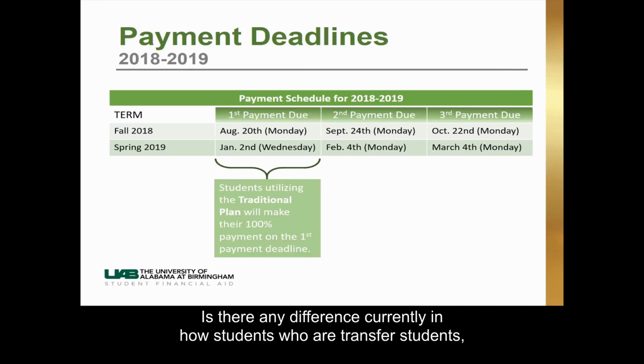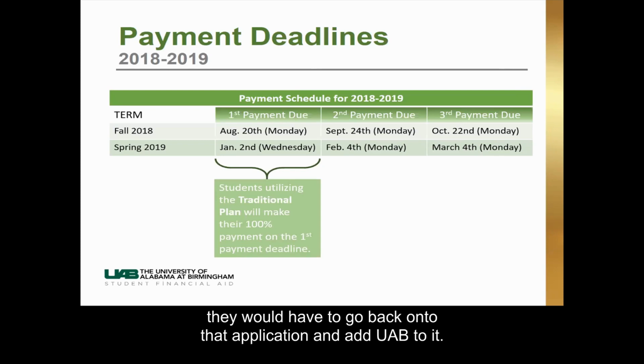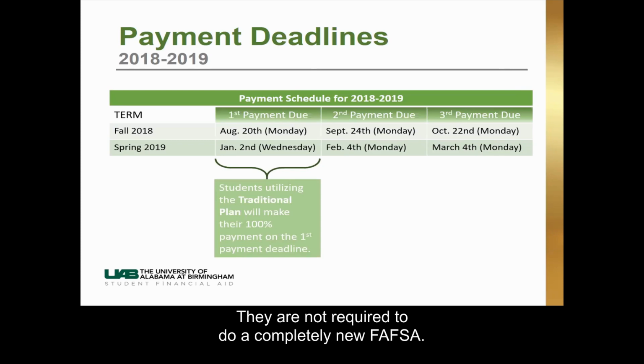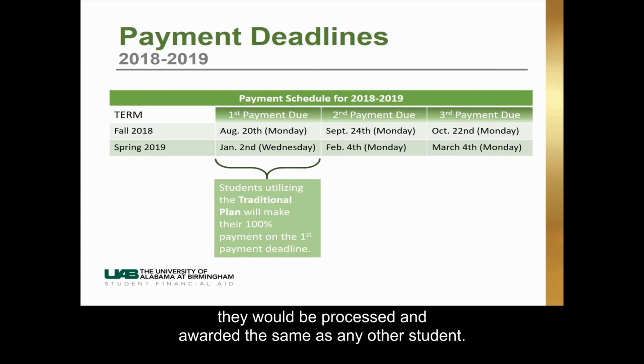Is there any difference, Carly, in how transfer students' aid is dispersed? No, there is no difference. If they already did a FAFSA at their previous institution, they would have to go back onto that application and add UAB to it. They're not required to do a completely new FAFSA. They can just add UAB to it and resubmit it, and then we'll receive it. But they will be processed and awarded the same as any other student.